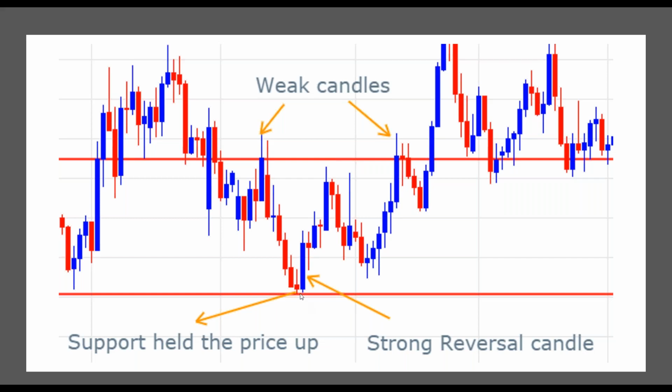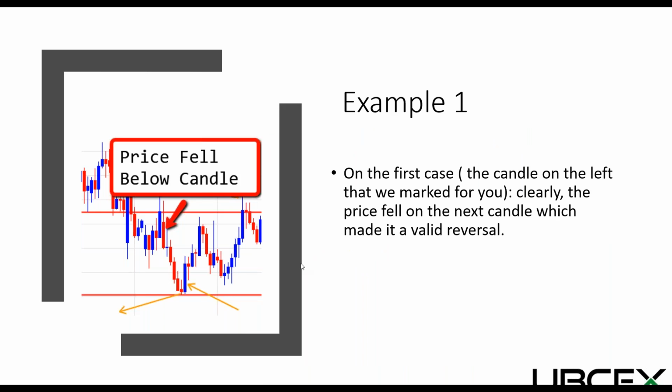So here we see price held at support. On the opposite end, we came to resistance. We see weak resistance, and price is not able to break through that resistance line and falls back. So we have just the opposite of each other.